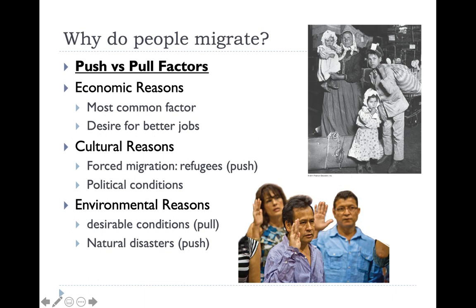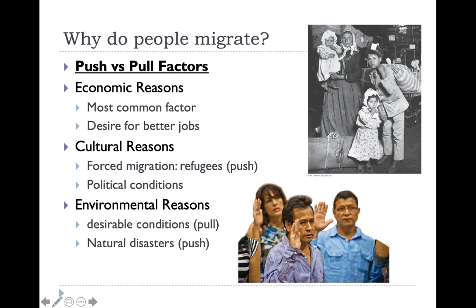Cultural reasons are another reason for why people migrate. Forced migration is when people are forced to flee their home country due to political turmoil. This is when people are considered to be refugees. Forced migration or political instability in one's home country is a push factor. It is forcing people to leave.